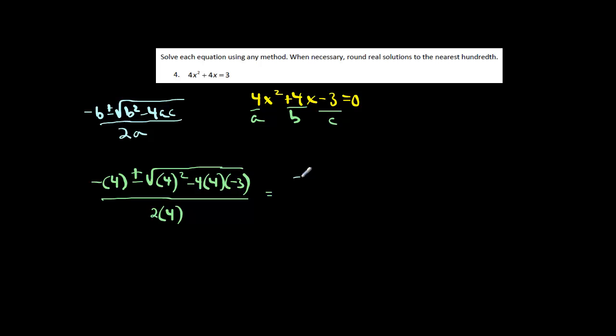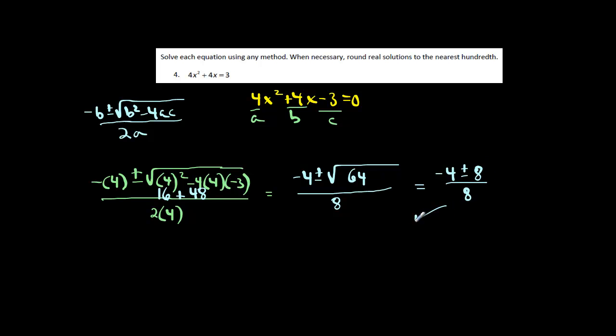So let's simplify this. The opposite of 4 is negative 4, plus or minus a square root. So you see over here we have a negative times a positive times a negative. So we're going to have a plus. So 4 squared is 16, plus 4 times 4 times 3 is 48. You could have looked at it as negative 4 times 4 is negative 16. Negative 16 times negative 3 is positive 48. So that's going to be 64. Divided by 2 times 4 is 8. So the square root of 64 is 8, so we can write that down.